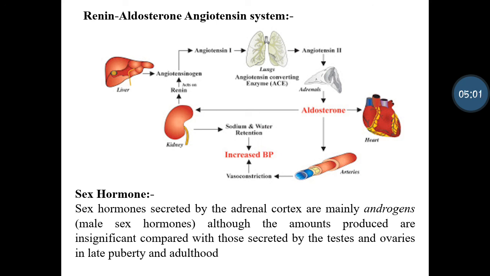Sex hormones secreted by the adrenal cortex are mainly androgens, the male sex hormones, although the amounts produced are insignificant compared with those secreted by the testes and ovaries in late puberty and adulthood.